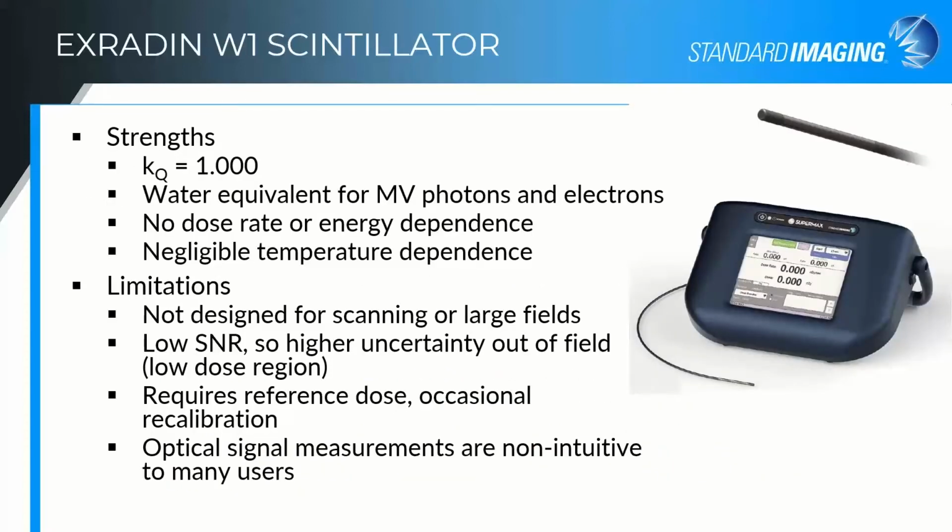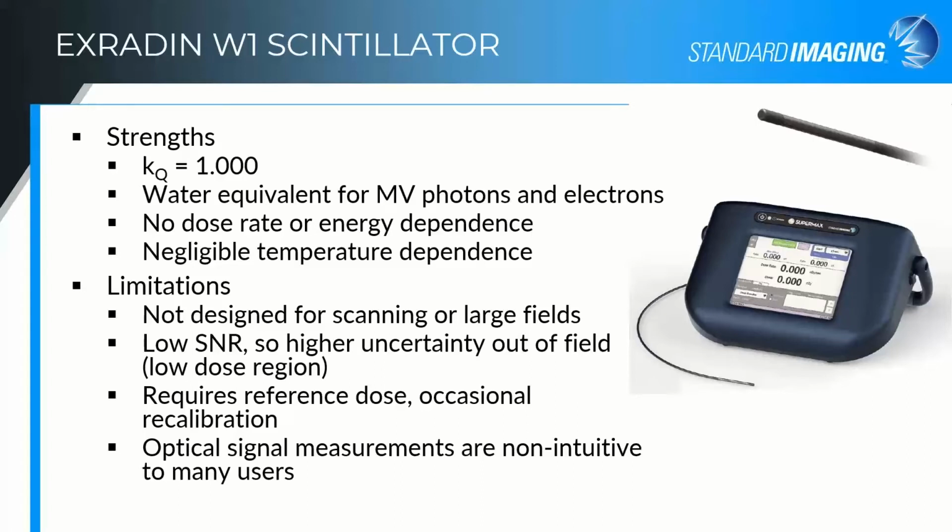So, strengths of the W1 is that KQ of 1, really, the water equivalence manifested in that calculation as well. But it is water equivalent for both megavoltage photons and electrons. So you can use it across the range of therapeutic energies that way. We're not observing dose rate or energy dependence with this detector, really, because of that water equivalence as well.